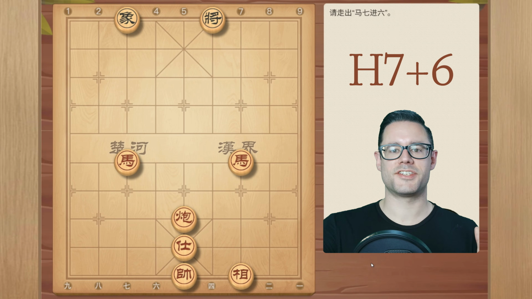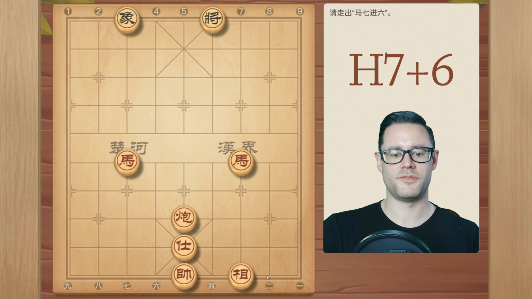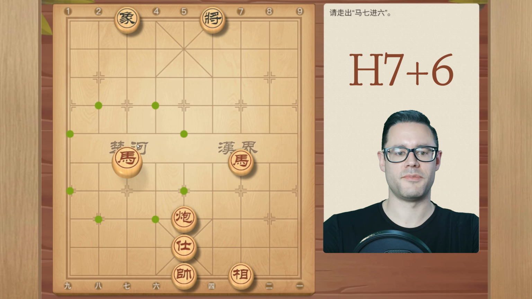So now we've got H7 plus 6, and that means the horse on file 7, 1, 2, 3, 4, 5, 6, 7. This horse on file 7, not this one, the horse on file 7 advances forward to file 6, which is this one right here. The plus again means it moves forward, not backwards, which would be retreating back to this spot. The horse advances to file 6.